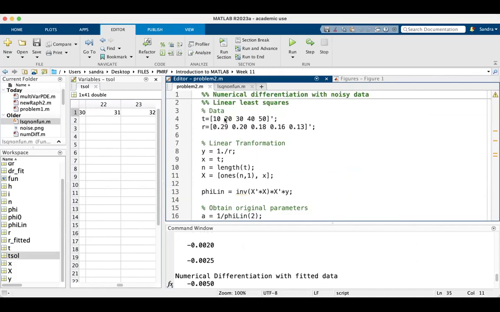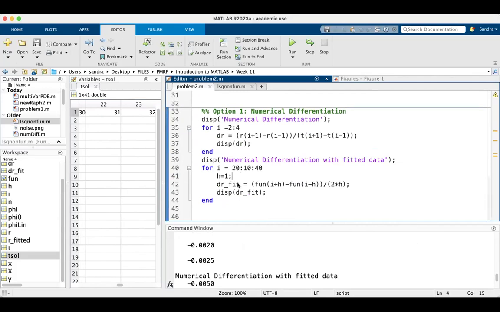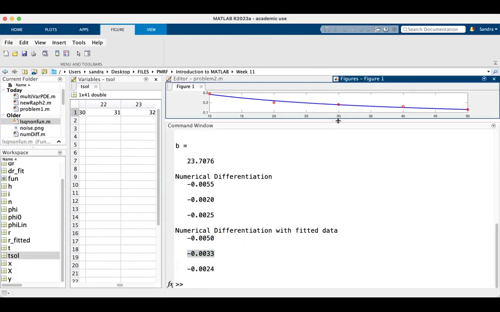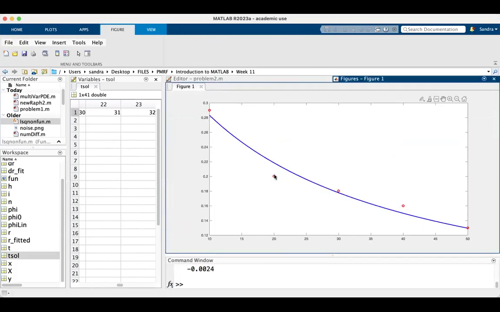Okay, I'm only finding for the interior points 20, 30, 40. So here you can see if I'm using numerical differentiation directly from the data, these are the derivatives that I'm getting. But if I'm using the fitted data, you can see this third point, it is like a mismatch. Why? Let us see how.